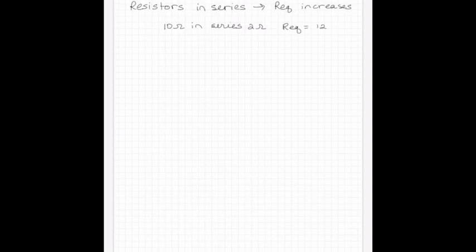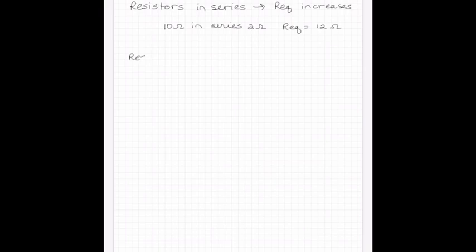Okay, so we're going to talk about divider circuits, but before we do that, I realized I didn't say something in the last lecture that I wanted to say. When we have resistors in series, note that as we add more resistors in series, REQ, the equivalent resistance, increases. So if we have 10 in series with 2, for example, then REQ is equal to 12. And so our equivalent resistance is larger than either of the two resistors in the string for this example.